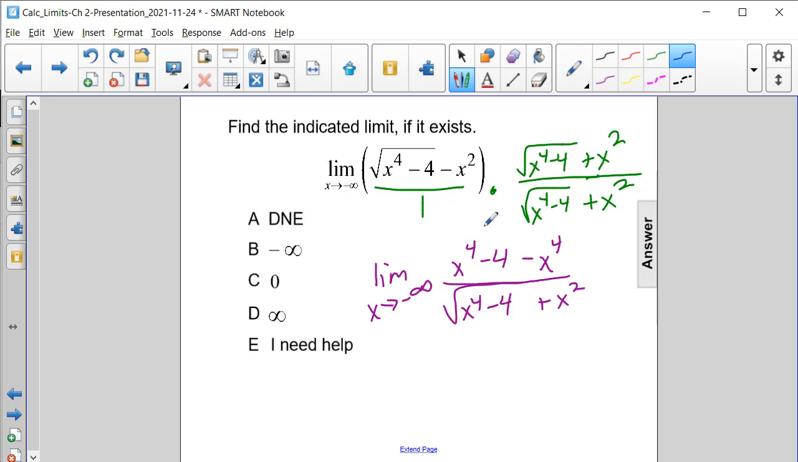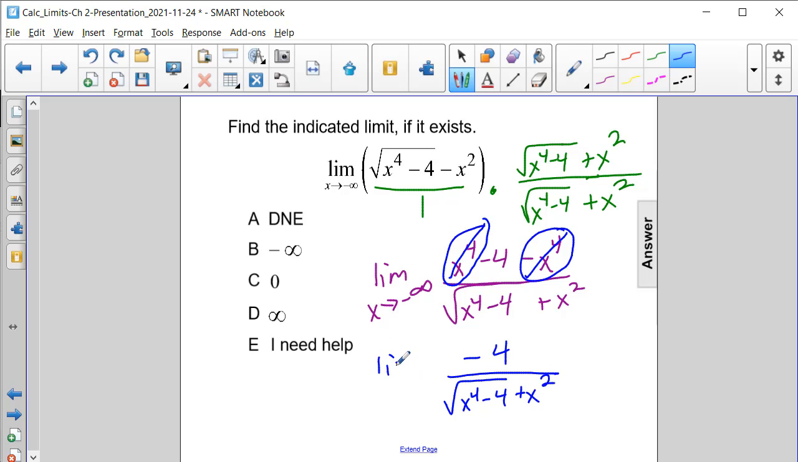Well, we can clearly see here that x to the fourth and negative x to the fourth cancel each other out, so we'll be left with negative 4 over the square root of x to the fourth minus 4 plus x squared. And we're taking the limit of this as x approaches negative infinity.